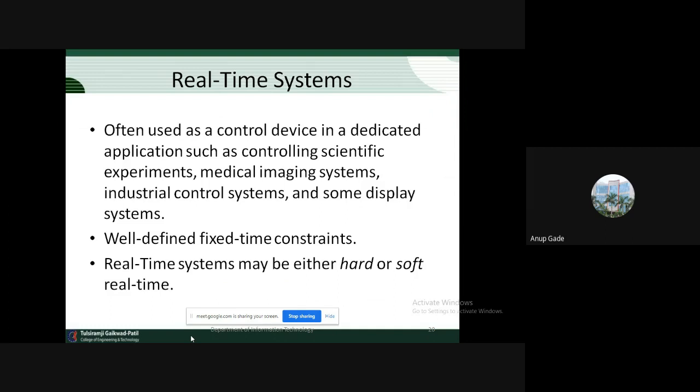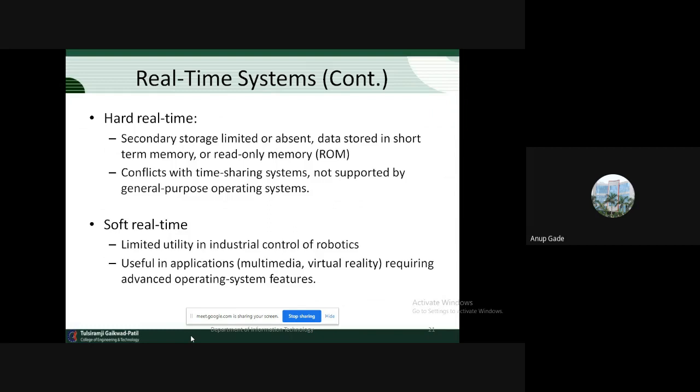A real-time system may be either a soft or a hard real-time system. In a hard real-time system, secondary storage is absolutely limited, or you can say it's absent. No secondary storage would be there, and data is stored only in short-term memory, or you may say read-only memory. Conflict with time-sharing systems is there, so it is not at all supported by this real-time operating system, unlike a general purpose operating system.